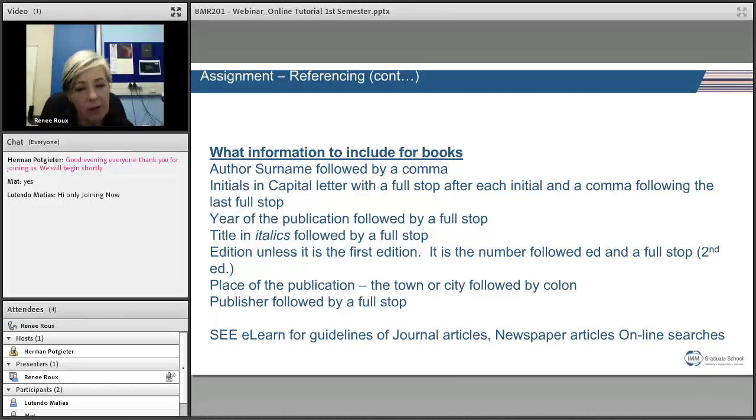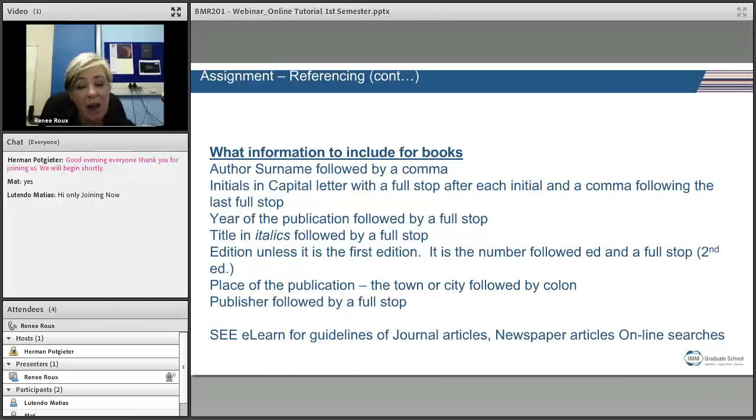Then the title of the textbook, in italics, and then full stop. Then the edition of the textbook, but if it's a first edition, you don't have to put it in. But if it's a second or third or fifth edition, you put in the edition, and it's usually a number followed by ed and a full stop, like I've used in my example. Then the place of the publication, which is the town or city, followed by a colon, and then the publisher, followed by a full stop.